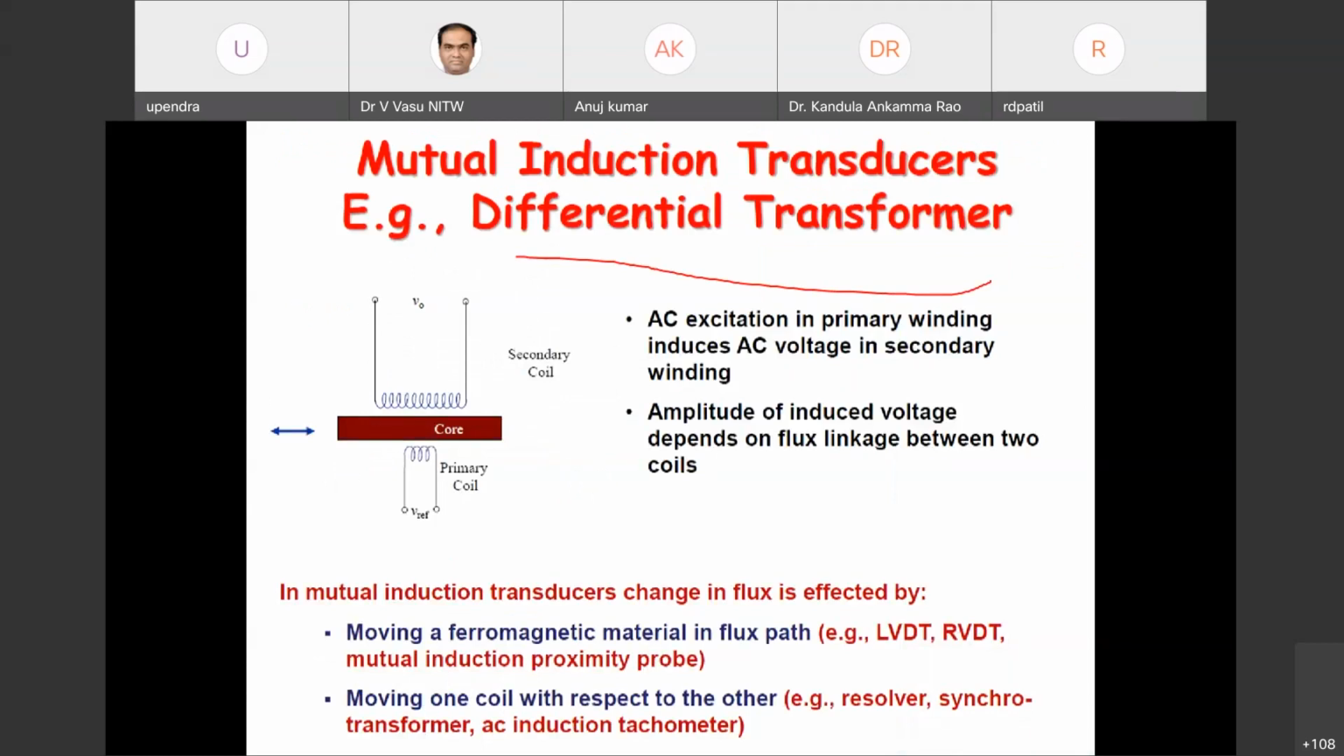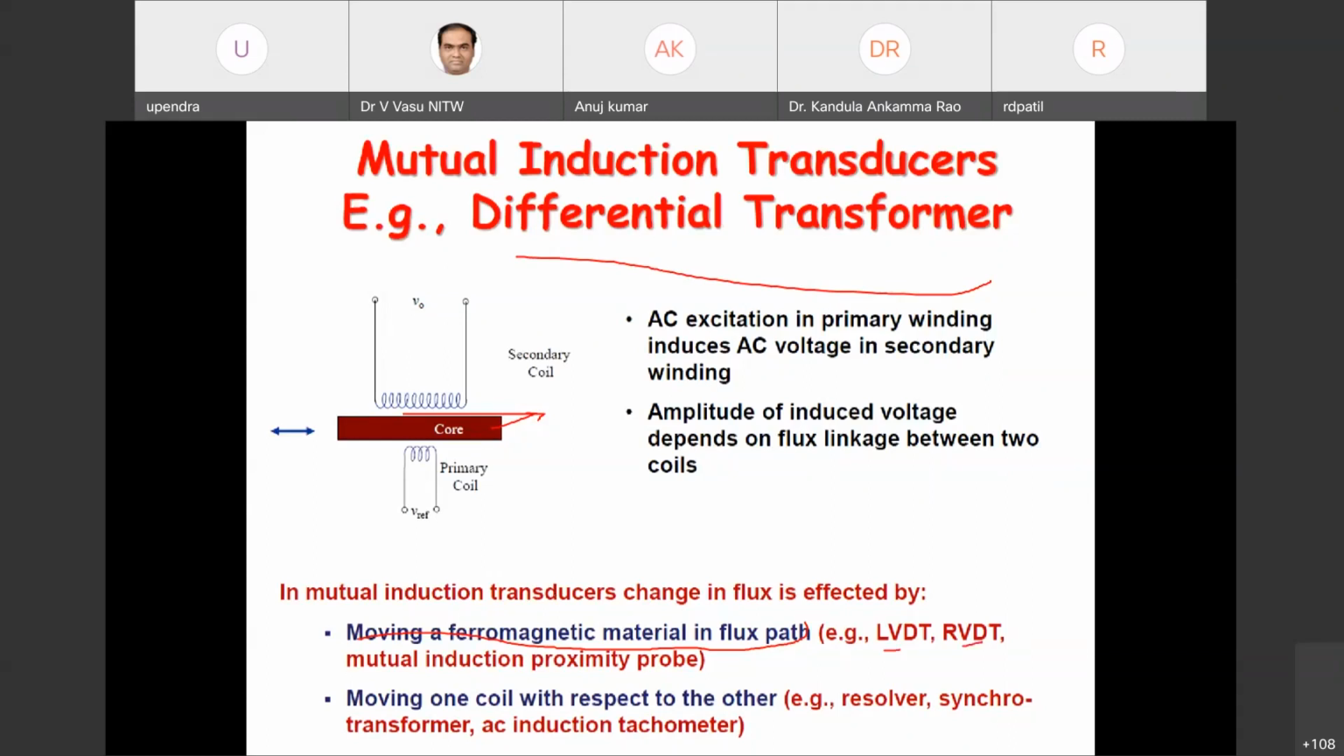Okay, so it will contain two coils, one primary coil and one secondary coil, and we have one moving ferromagnetic element, which is called the core. By movement of this ferromagnetic element along a flexed path, we can measure the displacement. This is called an LVDT, and it is mainly used for this application.